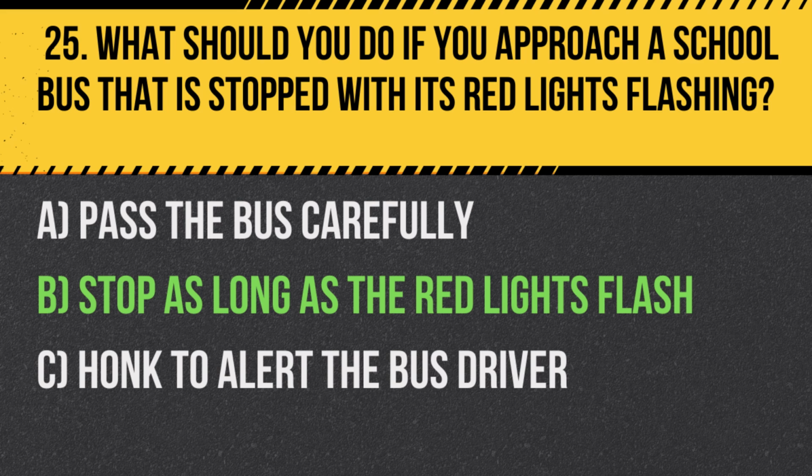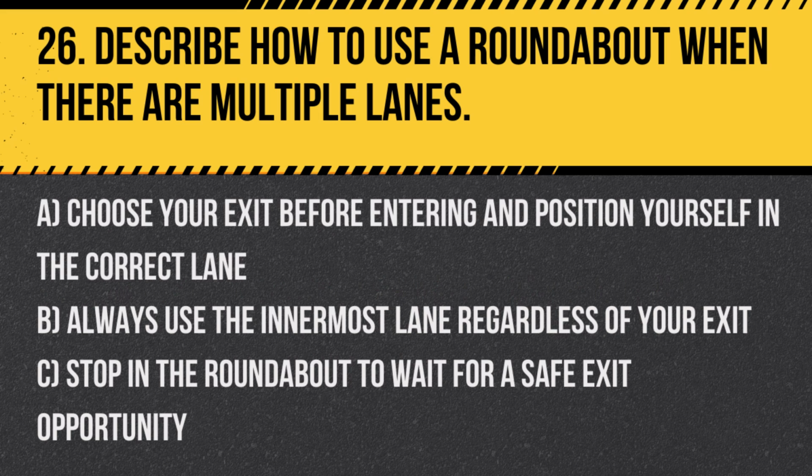the street. Question 26. Describe how to use a roundabout when there are multiple lanes. A. Choose your exit before entering and position yourself in the correct lane. B. Always use the innermost lane regardless of your exit. C. Stop in the roundabout to wait for a safe exit opportunity. Answer. A. Choose your exit before entering and position yourself in the correct lane. Proper lane selection based on your exit helps maintain traffic flow and prevents accidents.